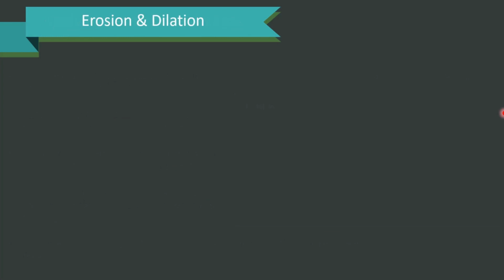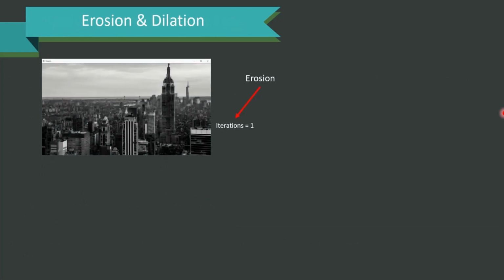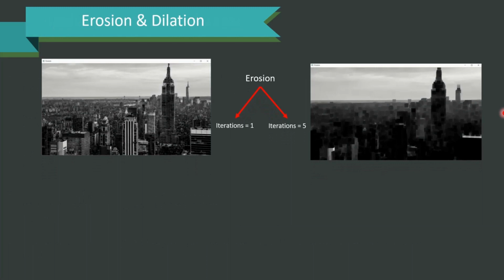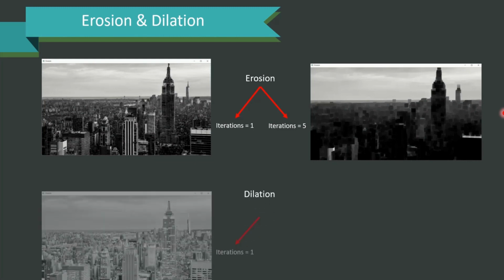Erosion and dilation. You can see that during the first iteration, you have the image which is presented on the left hand side. But after 5 rounds of iterations, you get the completely eroded image, as you can see in the right hand side. So erosion is done for 5 iterations and you get the image changed like that.